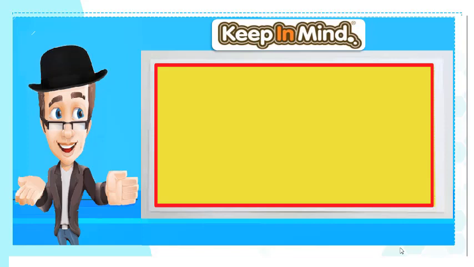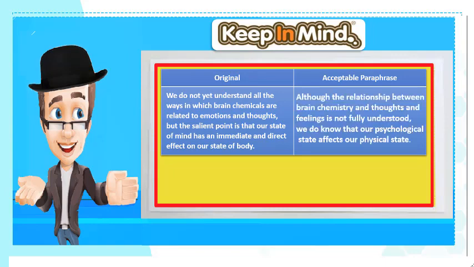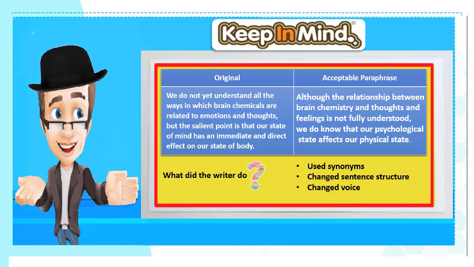Keep in mind, to paraphrase doesn't mean replacing every single term, as some of them aren't replaceable and have no synonyms. Look at this sentence. We do not yet understand all the ways in which brain chemicals are related to emotions and thoughts, but the salient point is that our state of mind has an immediate and direct effect on our state of body. An acceptable paraphrase would be, although the relationship between brain chemistry and thoughts and feelings is not fully understood, we do know that our psychological state affects our physical state. What happened here? What did the writer do? He used synonyms, he changed the sentence structure, and he even changed the voice from active into passive. I think you noticed that words like brain are generic and do not need to be changed.